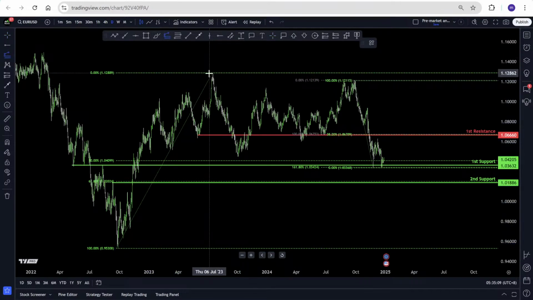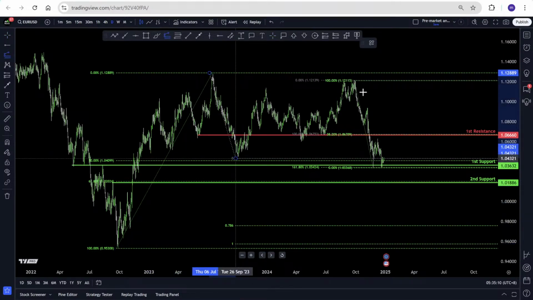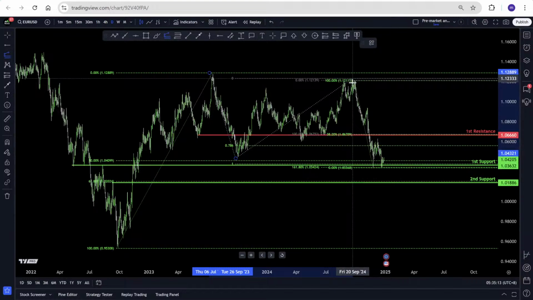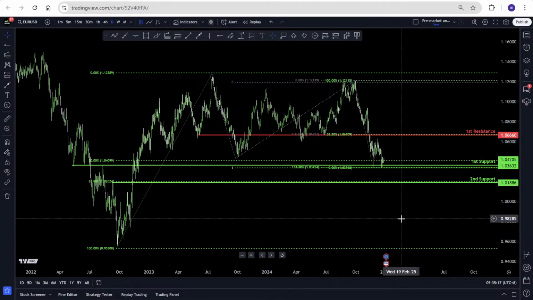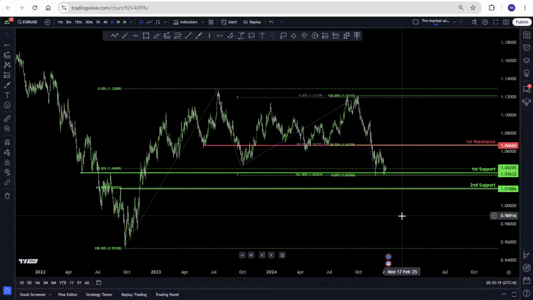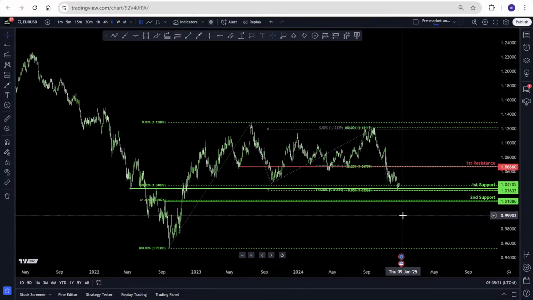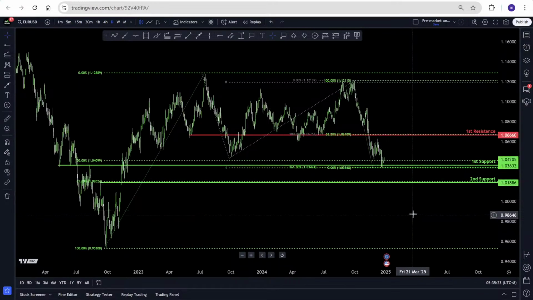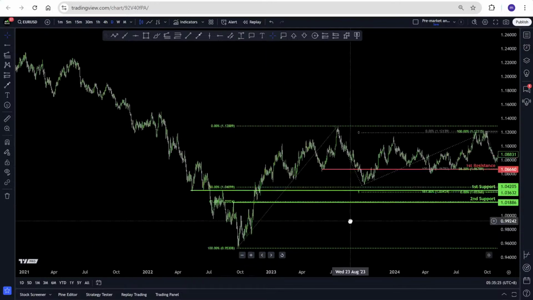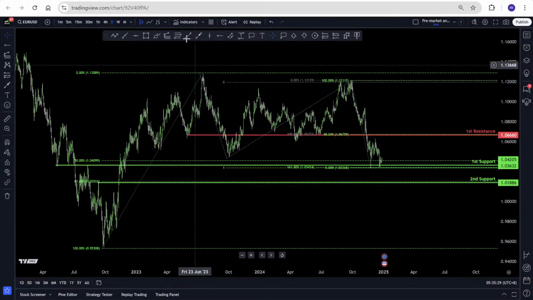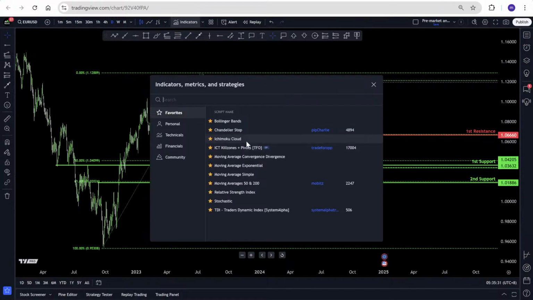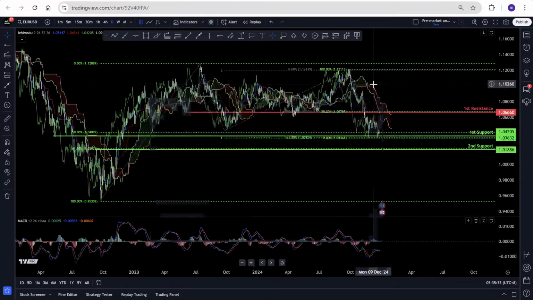Let's go in with a projection as well. Okay, my 100% Fibonacci projection lines up with my first support. Okay, I think that might be all the levels we have again. So let's take a look at some indicators.